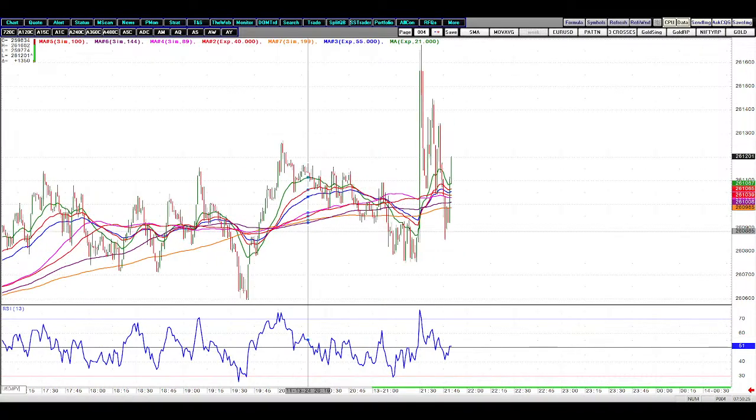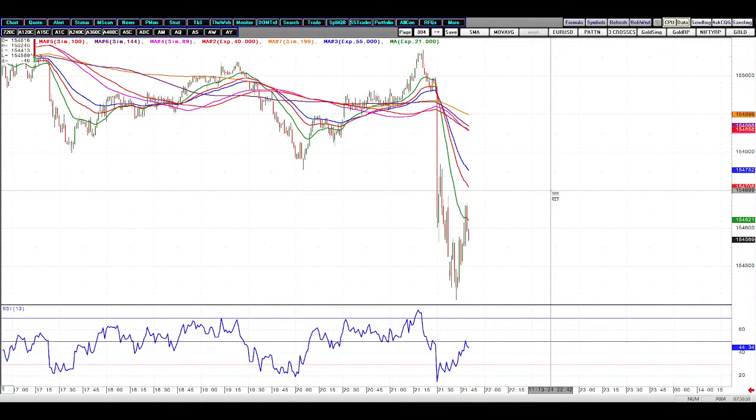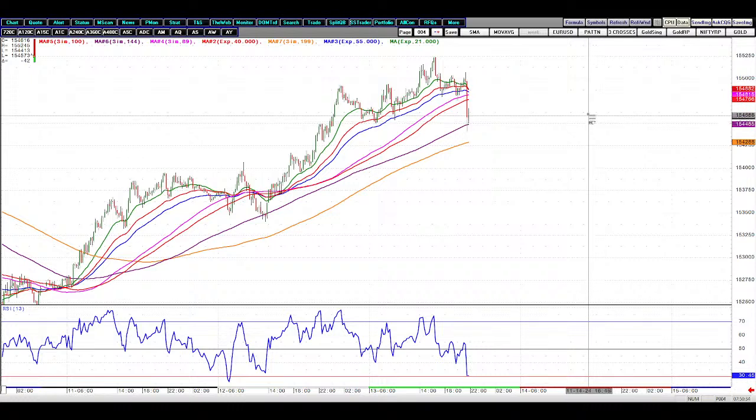Then we look into the dollar yen. I think the dollar yen, let it work, since we have no other trades. Let it work and we'll see how this thing comes about.